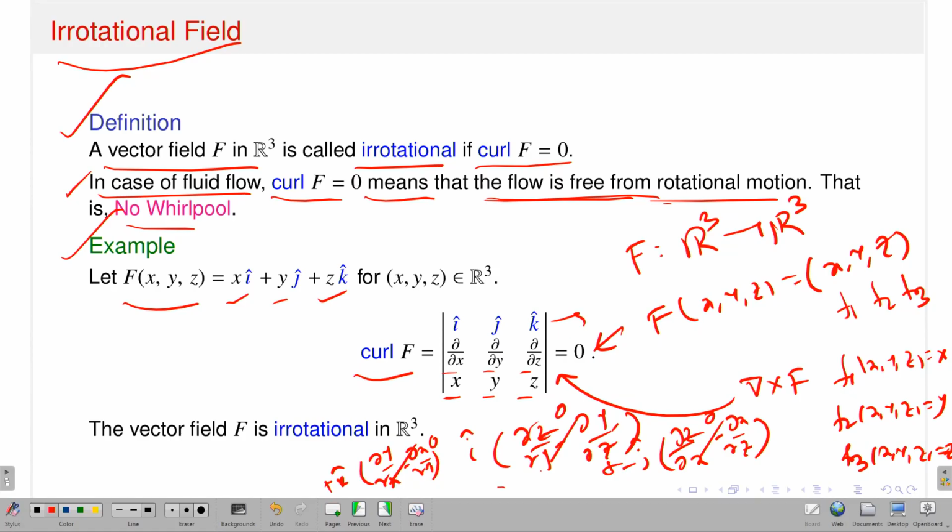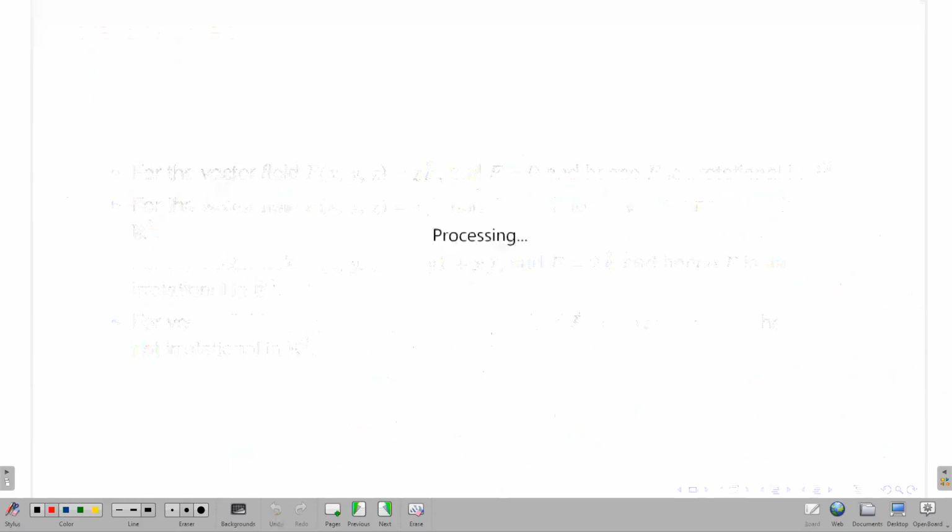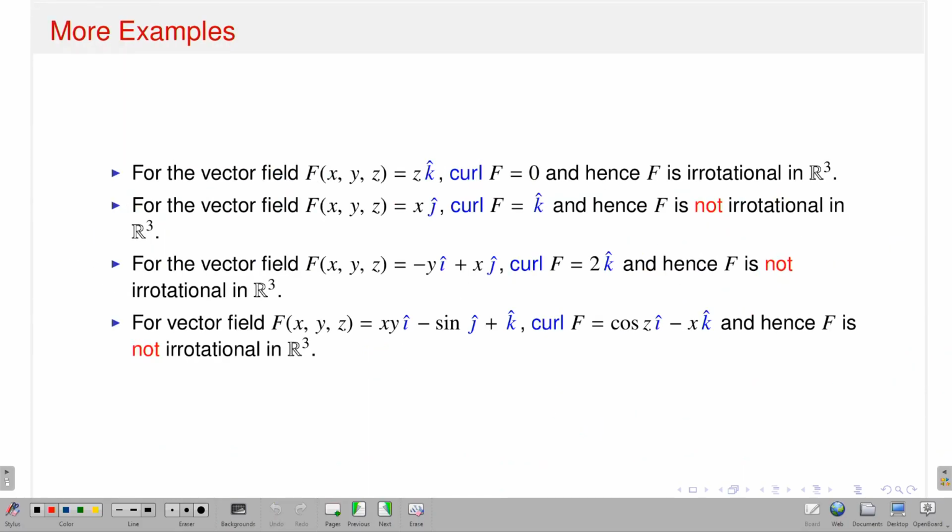Okay. Since the curl of this vector field is 0, therefore, I say that this vector field is irrotational in R3, in 3-dimensional Euclidean space. Yes. Okay. So, now a couple more examples I have given. So, what are the examples?